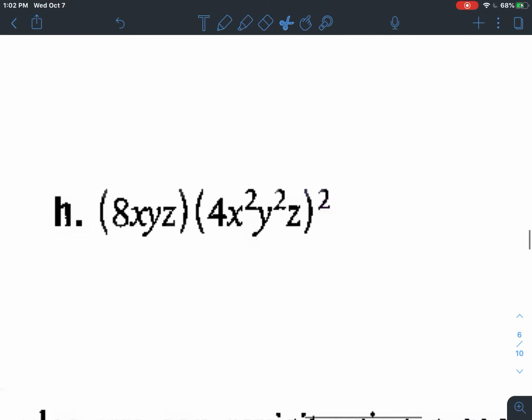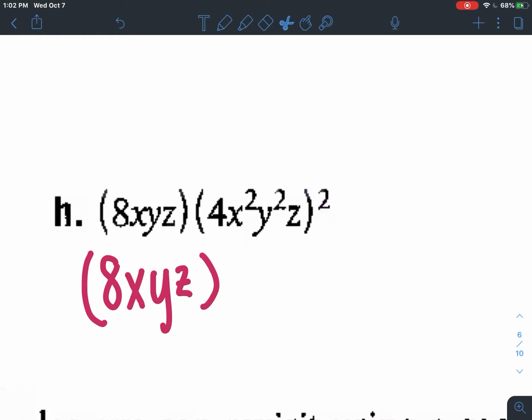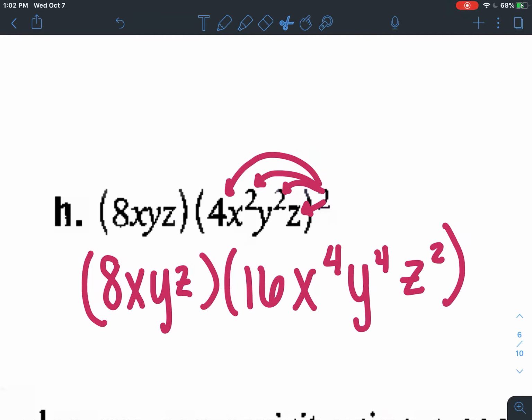And then for the last one here, this one's a bit of a doozy. It's got a lot going on. I'm going to distribute the squared on the right-hand side. The first set of parentheses, nothing's really happening to it. It's 8x, y, z. Nothing's changing, stays the same. I'm distributing this squared only to the second set of parentheses. So I distribute and I get 4 squared, which is 16, x squared, which is x to the 4th. I multiplied. Y squared, multiplied again. I got 4. And then z squared.